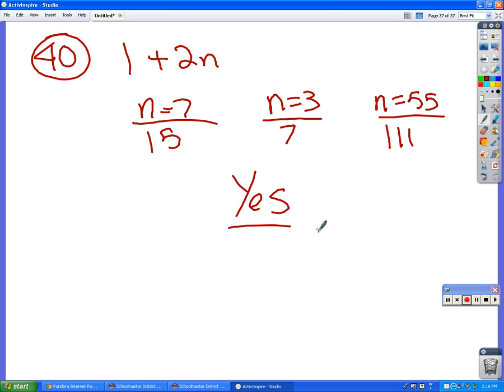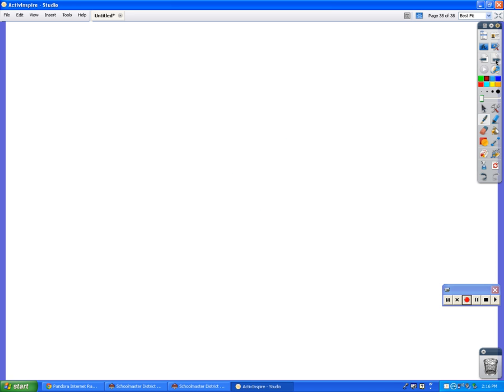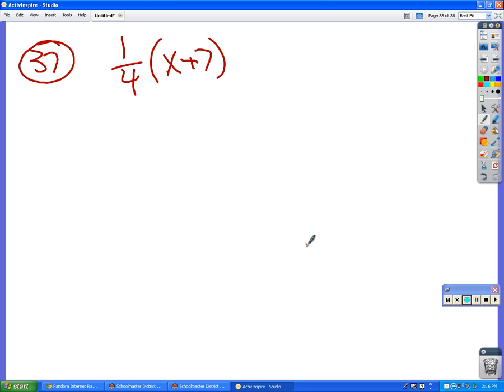Yes? 37. Write 2 different algebraic expressions for the word phrase 1/4 of the sum of x and 7. Okay, anybody got one of them? Ben, you want to try it? 1/4 times x plus 7 in parentheses. Nice. So we want to take 1/4 of that sum.